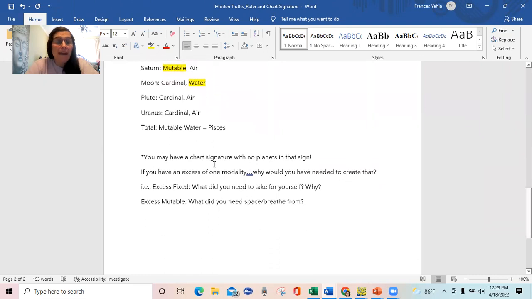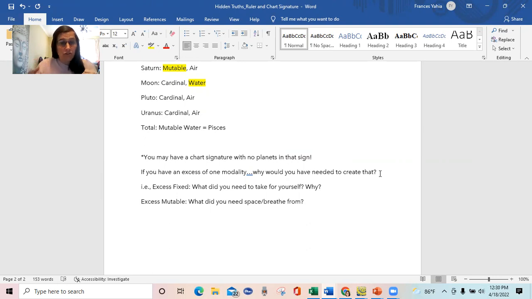So I mentioned you may have a chart signature with no planets in that sign. That's absolutely okay. So I was talking to a client the other day who had a lot of planets on her fixed cross. And she herself is a Leo, Aquarius moon. So there, right there, two fixed, and a Sagittarius ascendant, which is mutable. But when we added up her polarity, there was about 80% that was fixed. So a friend of hers said to her, that's a lot of fixed, that's the hoarding cross, right? That's the energy that takes.